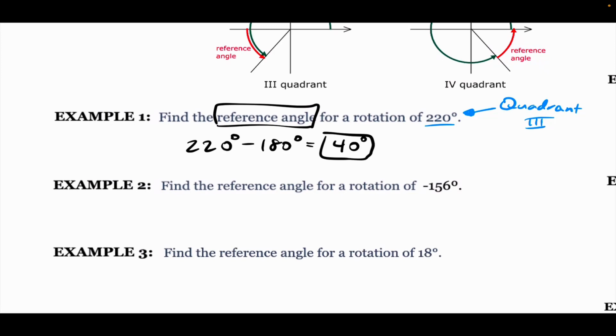Find the reference angle for negative 156. Negative means we start the other way. Negative 90, negative 180, negative 270, negative 360. So negative 156 is going to be smaller than negative 90, but not past negative 180. So it's going to be in this quadrant again. It's going to be in quadrant 3.